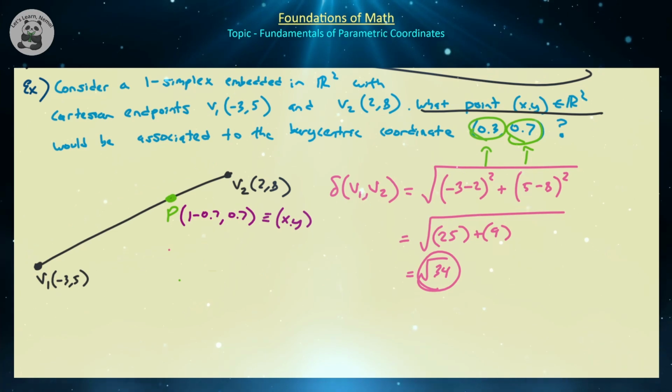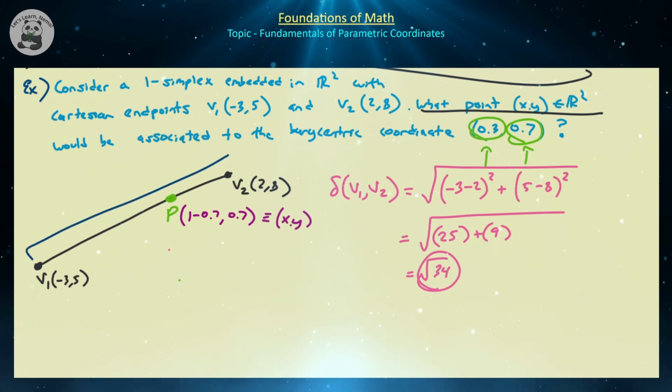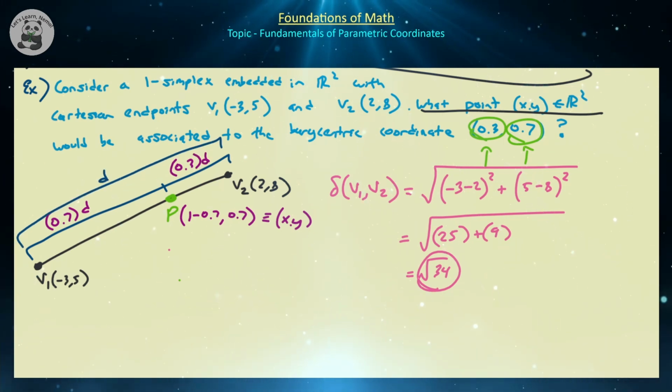So let's just redraw our lines so it looks sort of accurate. So that means this distance here is going to be 70% of the distance, and this distance here is going to be 30% of the distance, where the entire distance from here to here is just going to be equal to d. So what points will make that true?